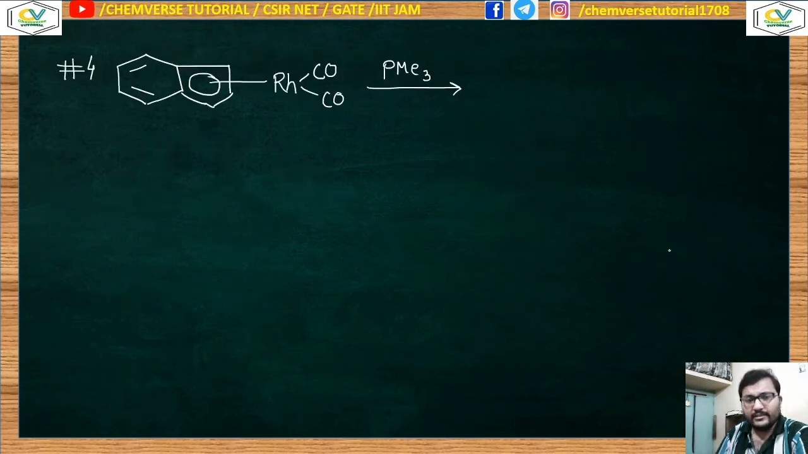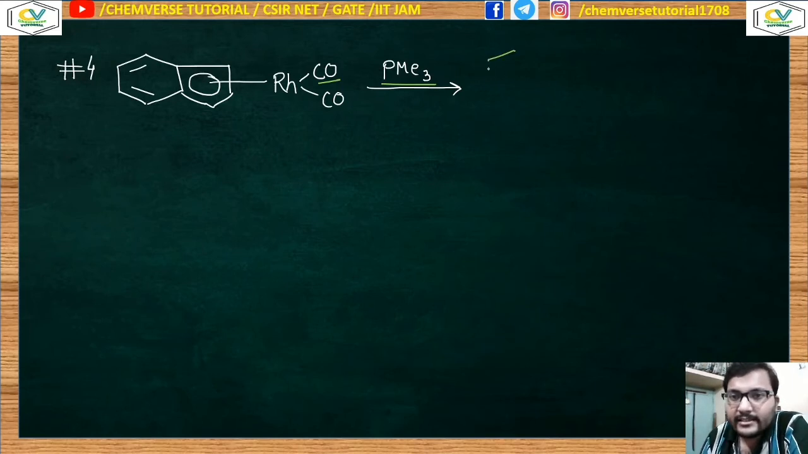Now for our last example. From here you can say that the PMe3 ligand is present and it will substitute. It's nothing but a substitution reaction, and you will get this kind of system.